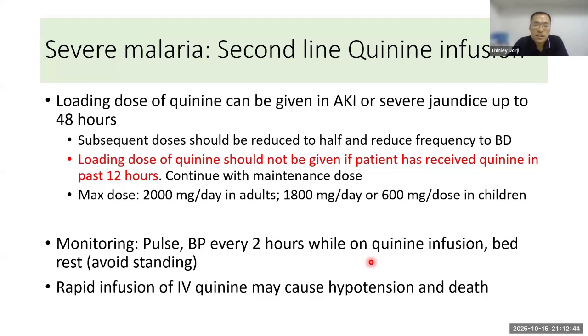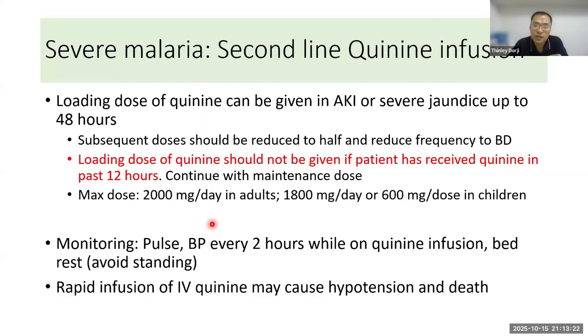However, if the patient has received any form of quinine in the past 12 hours, then it is not recommended to give the loading dose of quinine, but to give the follow-up maintenance dose at 10 mg per kg. The maximum dose of quinine that you can give in an adult is 2000 mg per day. For children, it's 1800 milligram per day, or the max upper limit is 600 milligram per dose.